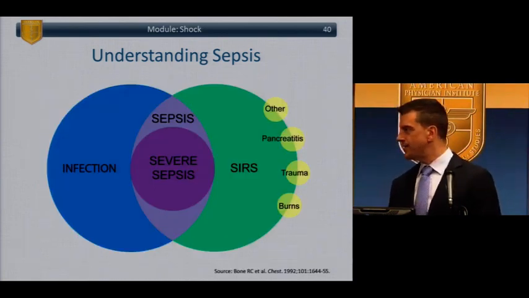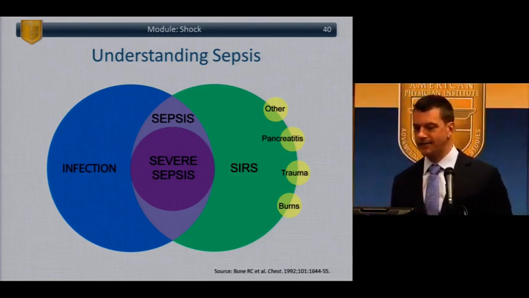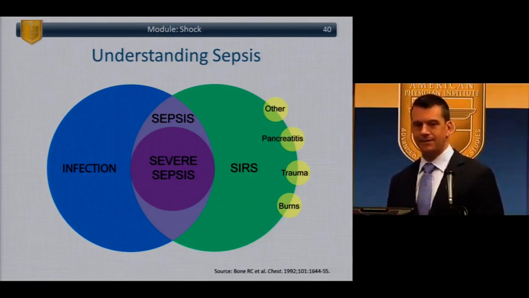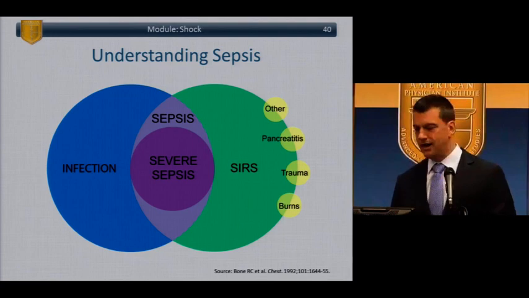You can see here another Venn diagram. SIRS is a big area. Pancreatitis can do this, trauma can do this, burns can do this. They're all non-infectious, but they're all part of that. Within that, when there's infection, the overlap there is sepsis, and then within that is severe sepsis and septic shock.